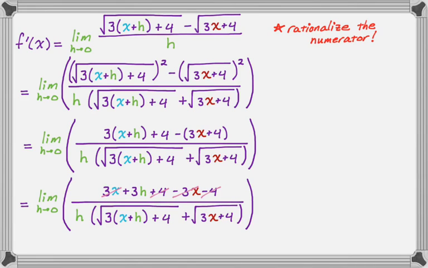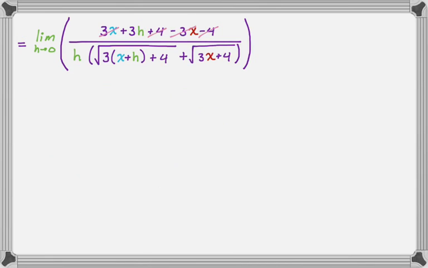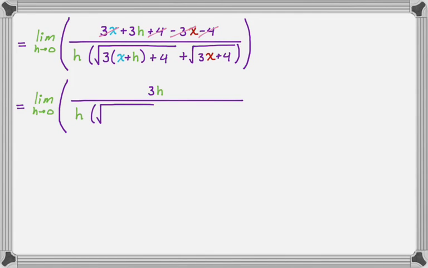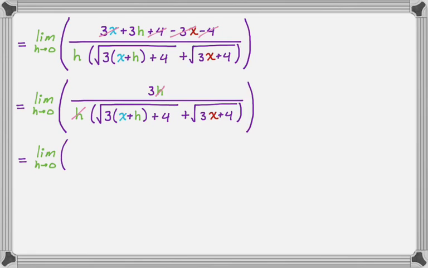I'm out of room again, so I'm going to move to another page. I'm going to rewrite this, get rid of the things that I canceled, just so it looks a little cleaner. So I have 3h over this denominator. The whole idea here is that now I can cancel the h in the numerator with the h in the denominator. So I'm going to cancel those. Let's rewrite it again. There are still h's that I'm going to write, so I have to keep writing the limit as h approaches 0. 3 is my numerator now. My denominator becomes this. So the h canceled.